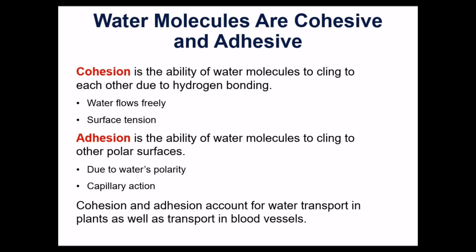vessel that it's in. And so this is very important for us, as we have blood vessels, and a lot of your blood contains water, about 50%, and so you've got blood flowing through your vessels, and it's adhering to the sides of the vessels. Plants do the same thing with water. Water, as it goes up the stem of the plant, is based on these main properties: cohesion, water sticking to itself; adhesion and capillary action, water sticking to the sides of the vessels in plants.